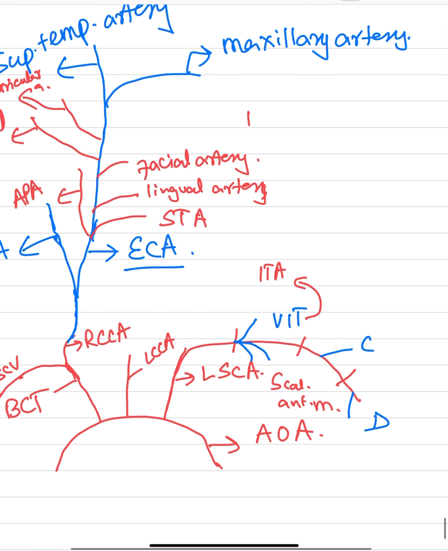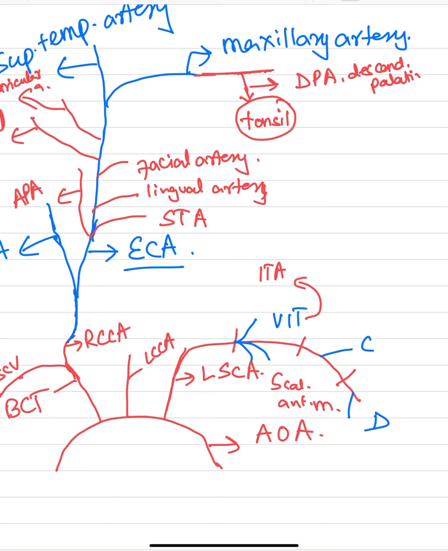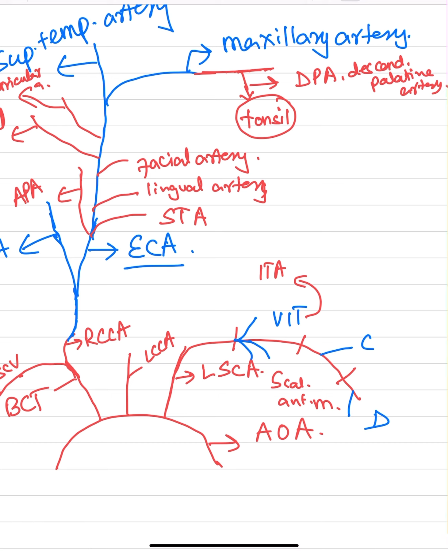Okay, here I can write here the tonsils also. For example, if this is the tonsil, so from the maxillary artery, for example, this is the maxillary artery, one branch is going here and giving blood supply to the tonsil. So this is your which artery? Descending palatine artery. Okay, so this is your descending palatine artery. Okay, now see here, this ascending pharyngeal artery, it is also giving blood supply to the tonsils.